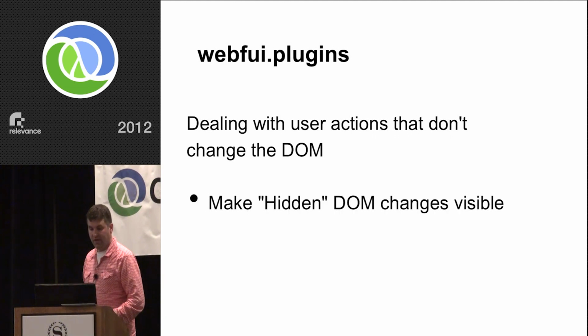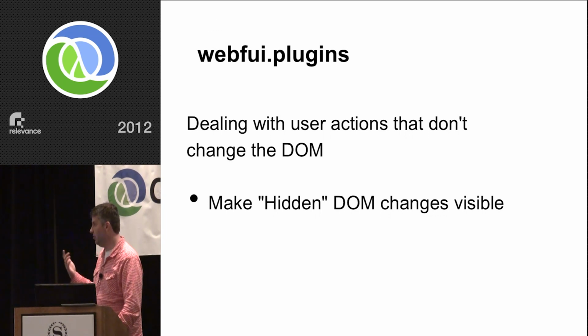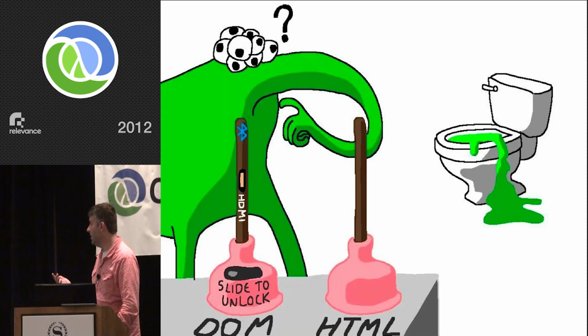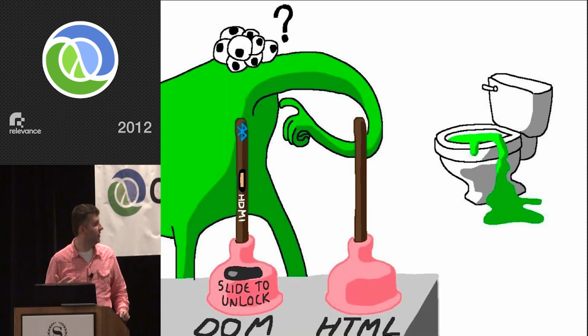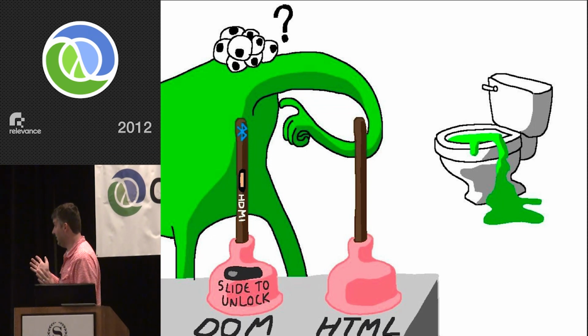The first thing is it makes hidden DOM changes visible. So there's a lot more you can do with DOM than you can do with HTML. So in this example, you can see we have the two plungers, and you can see the DOM plunger has all these extra features. So what am I talking about here?